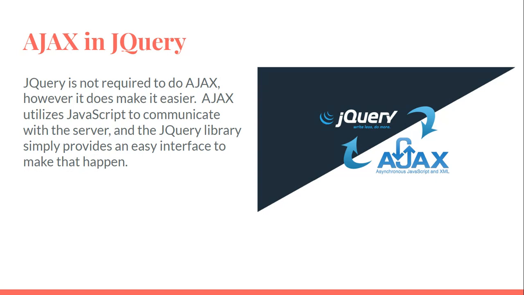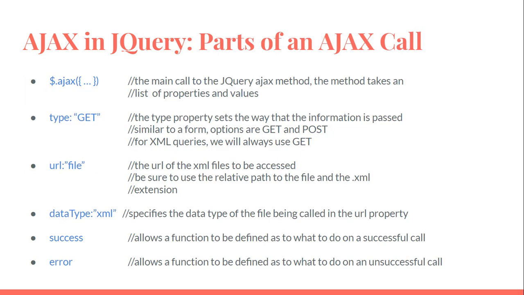You can do AJAX without jQuery. With straight JavaScript, you can write AJAX, but it is much easier using the jQuery library. Here are the parts of an AJAX call. First there's the AJAX method, and that method takes an object, and that's what these curly braces show. That object has a bunch of properties and values, and that's what we're going to talk about next.